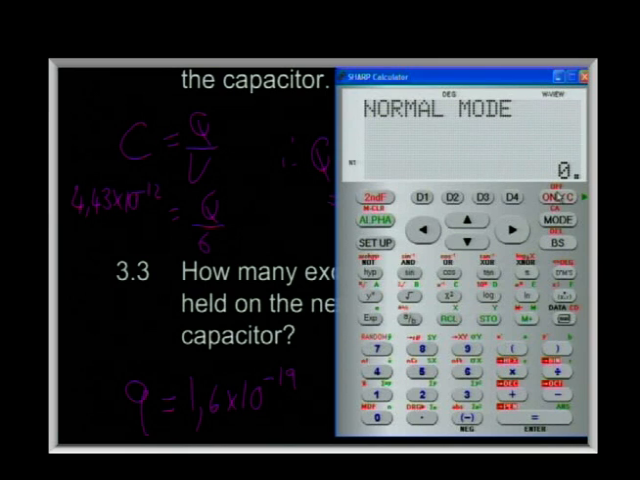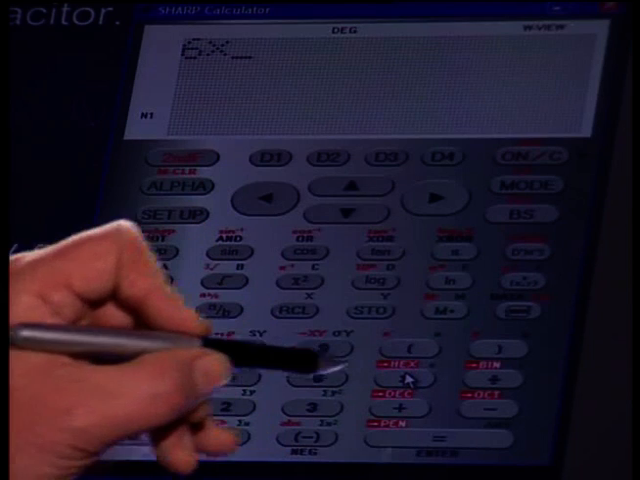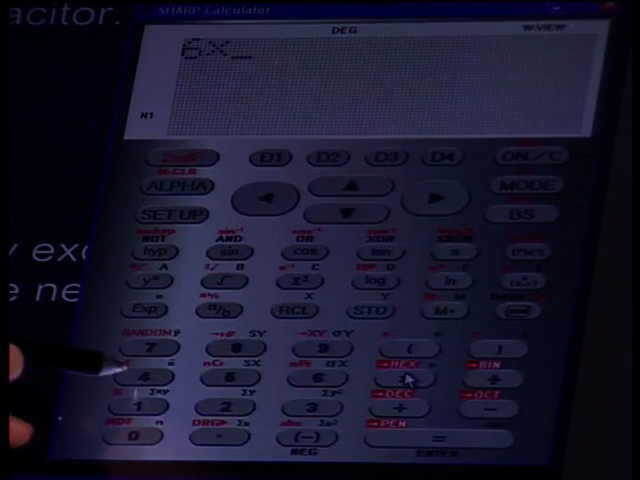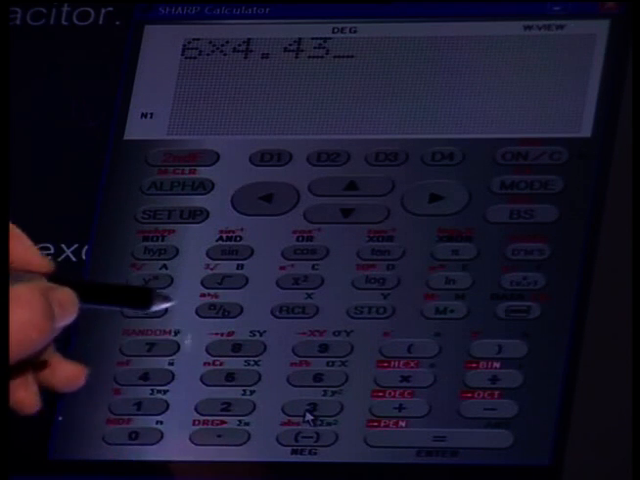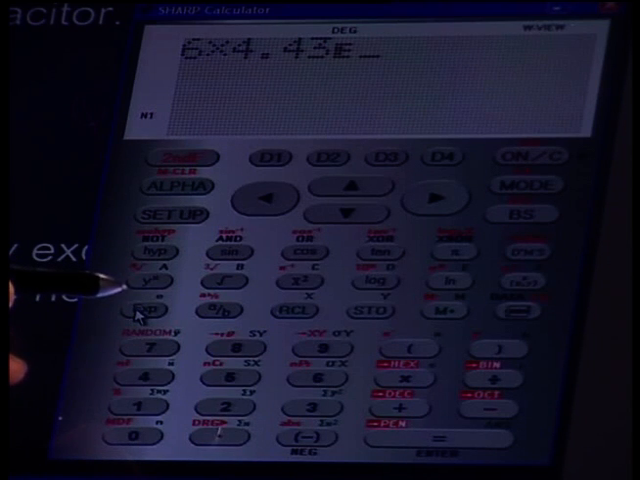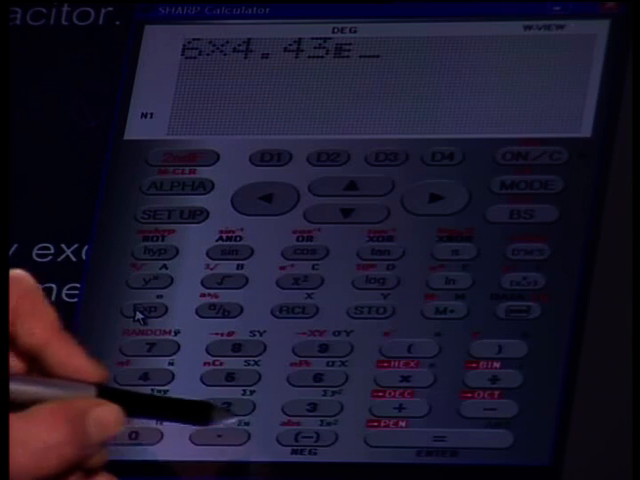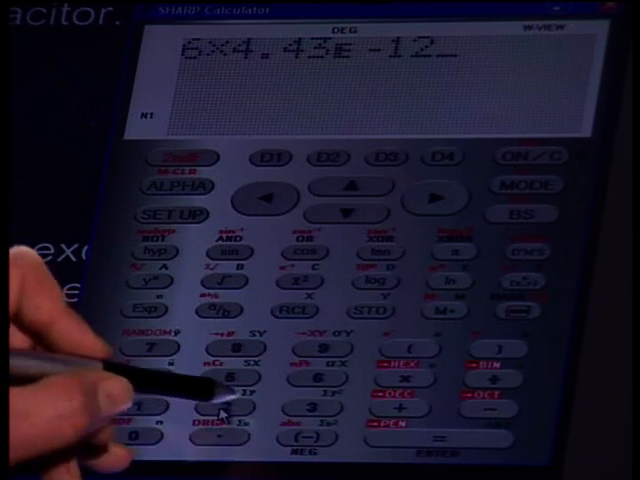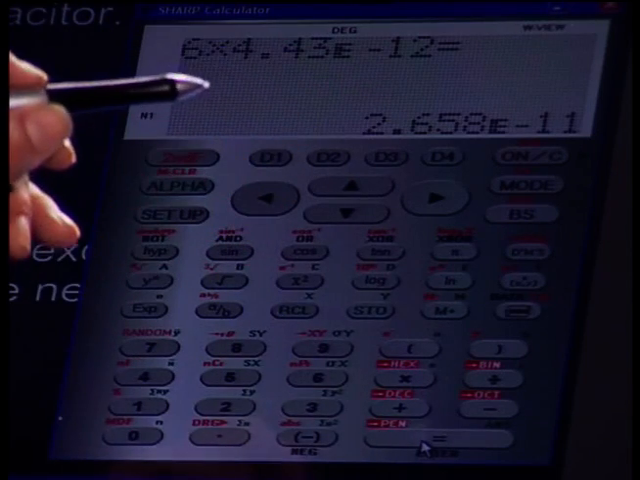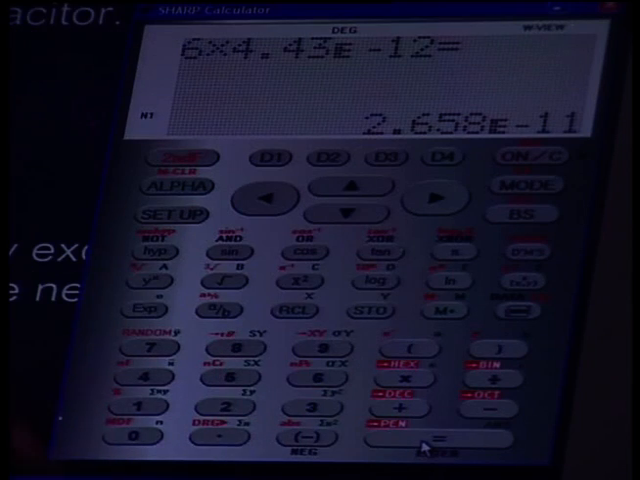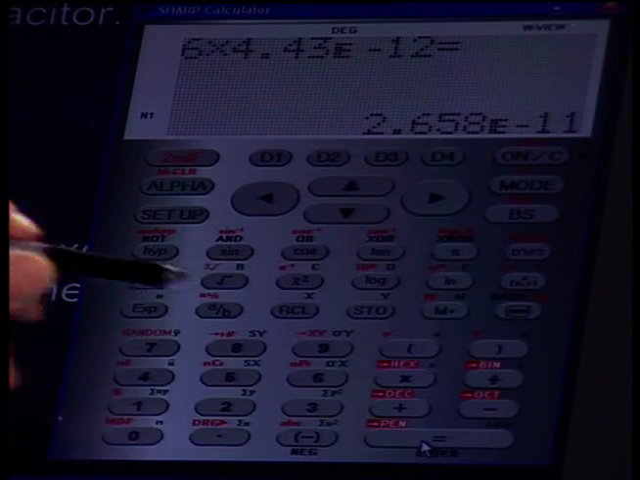It was 6 times 4,43 exponent minus 12. And we get this value, 2,658. When you've got all the values in, it was 2,655, but we'll work with this one. That's the charge on the plate.